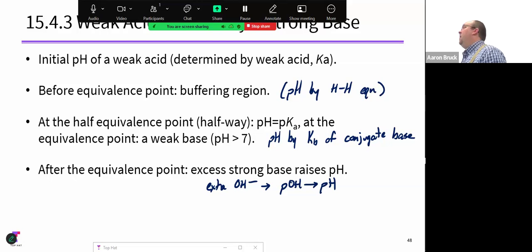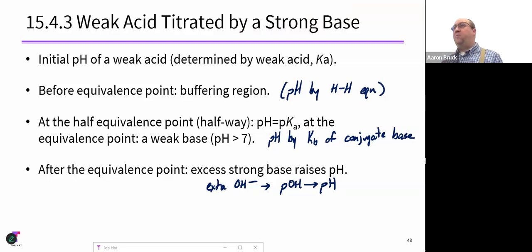So in titrations involving weak acids or weak bases for that matter, what we'll see is that the calculations that we do are essentially the same kinds of calculations that we have been doing all along. We just have to know which one to use when. We have to know what part of the titration curve that we are in.